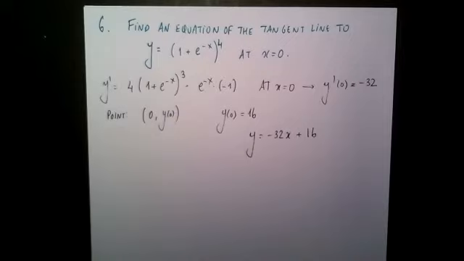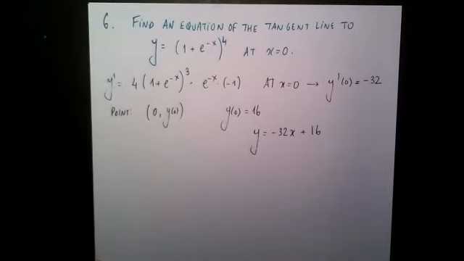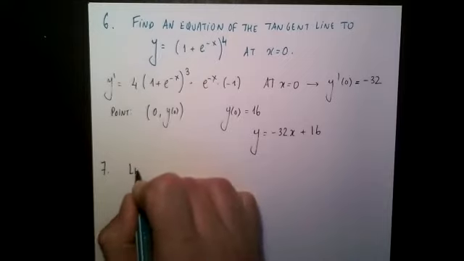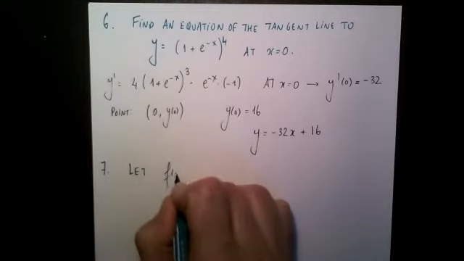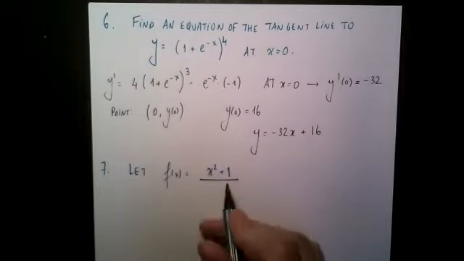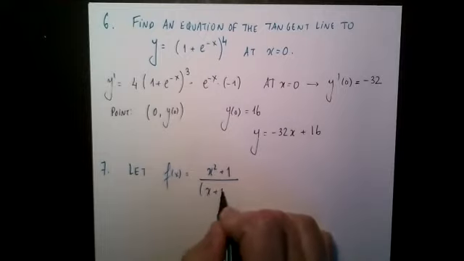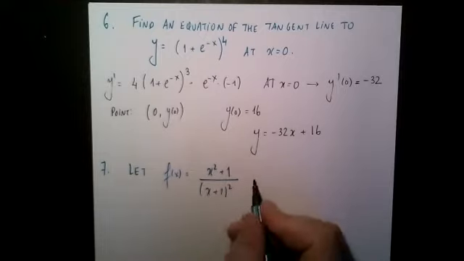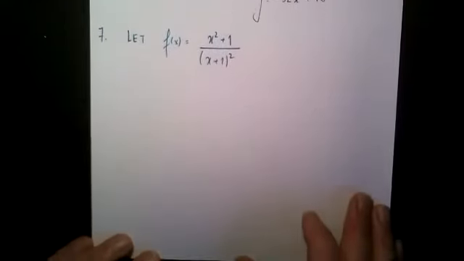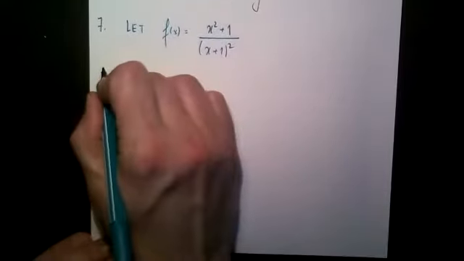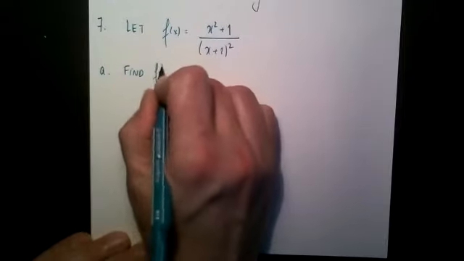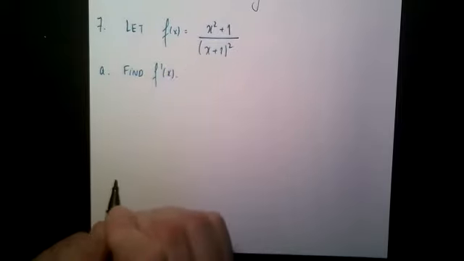Okay, next. Number 7. So let f of x equal (x squared plus 1) over (x plus 1) squared. So 2 questions here. I'll just move up a bit. So A, find f prime of x, so that's an easy quotient rule.